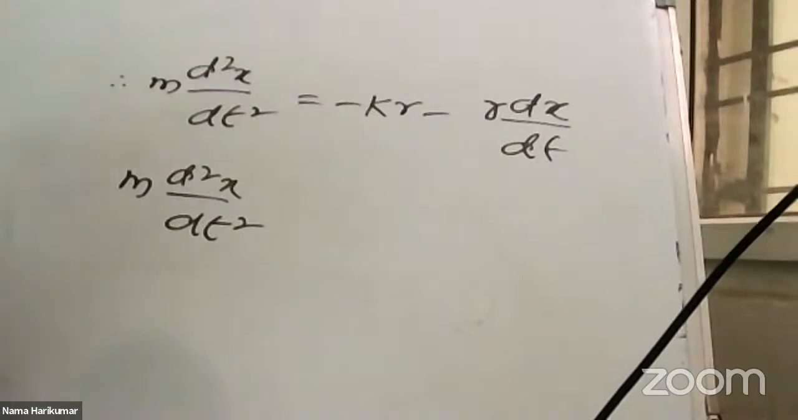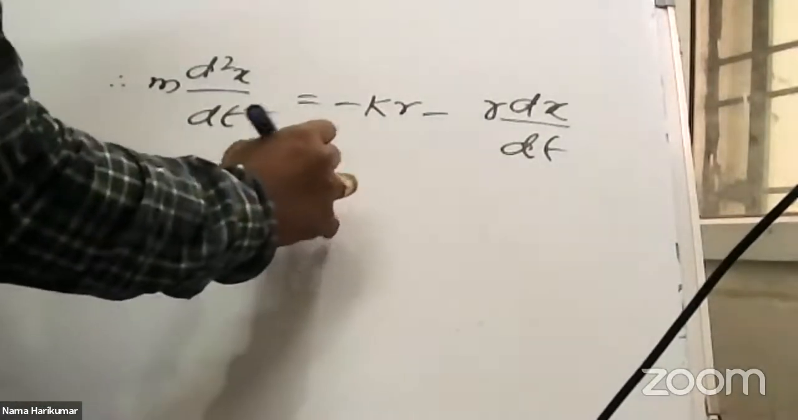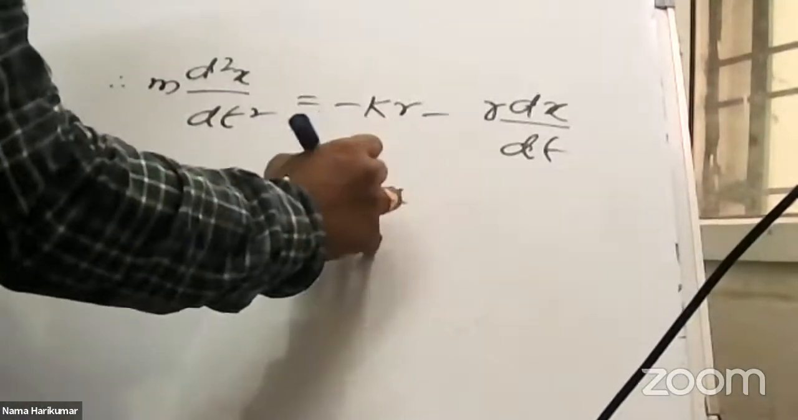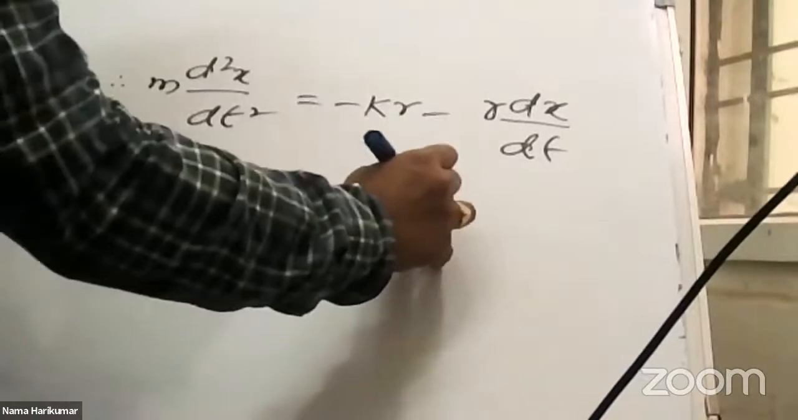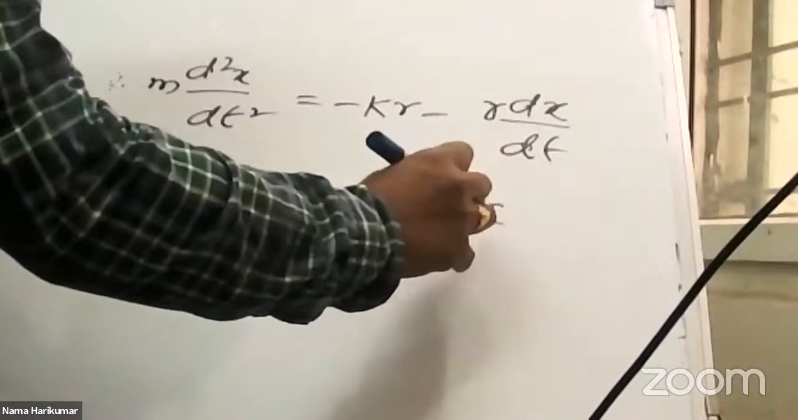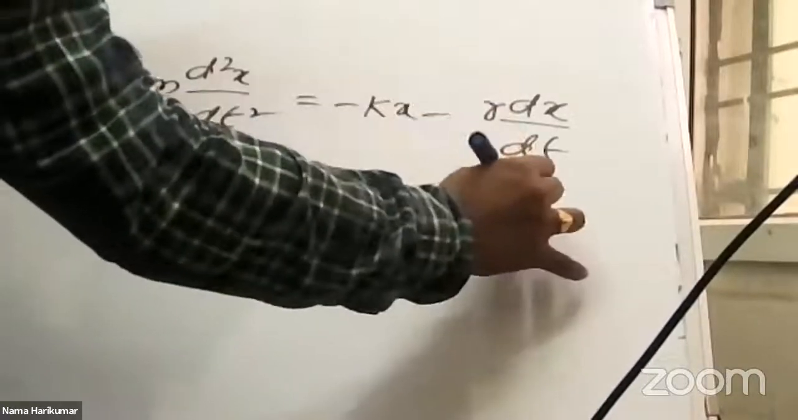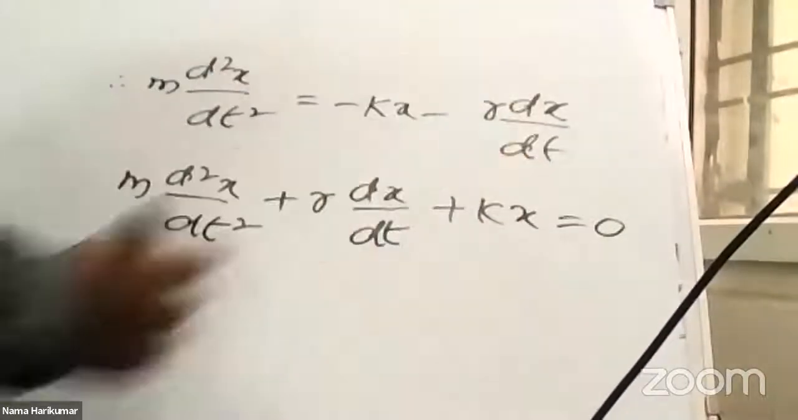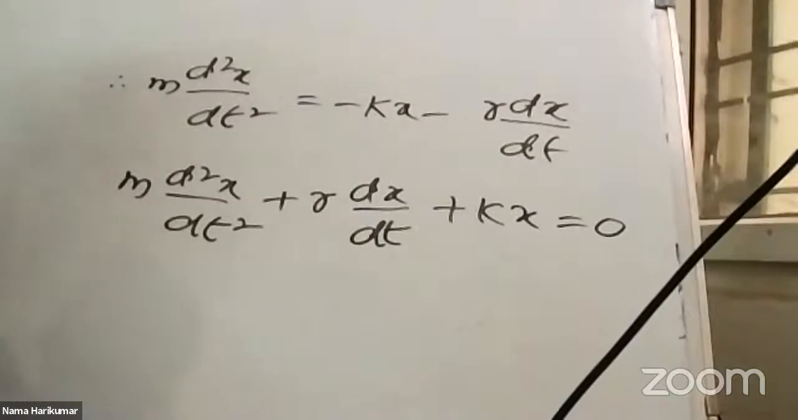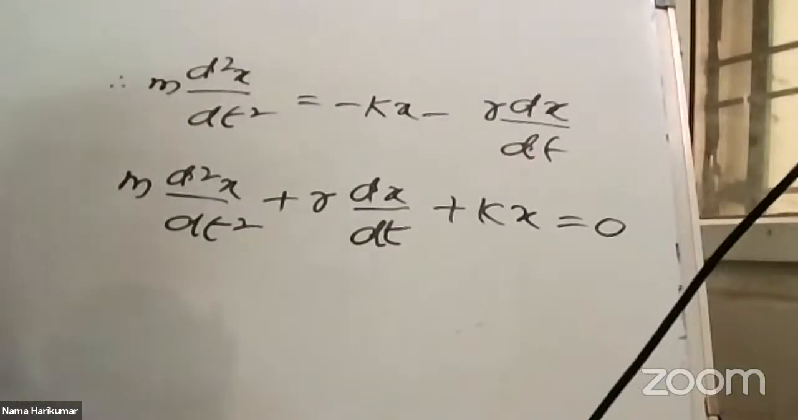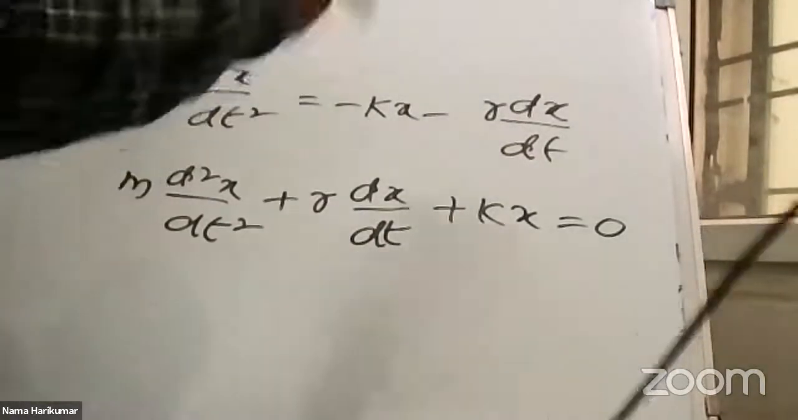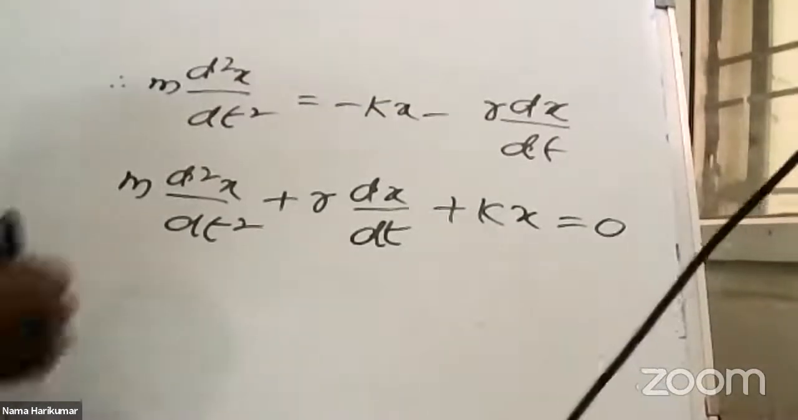m d square x by dt square plus r dx by dt plus k x, in the direction vector, equals 0. Is that clear? The right-hand side terms come to the left-hand side position, so that is why the vector equals 0. Okay, right.